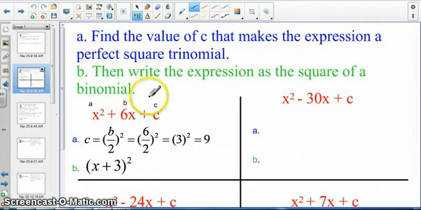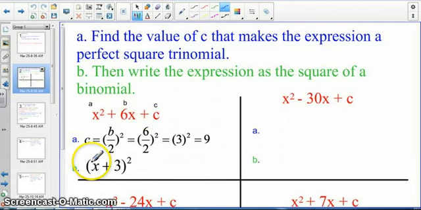what we do is we take half of 6, so we take our b, because this is standard form, ax squared plus bx plus c. We take half of b, or b divided by 2, and square it. So here, b is 6, 6 divided by 2 is 3, 3 squared is 9, so c equals 9. So that would make this perfect square trinomial x squared plus 6x plus 9.